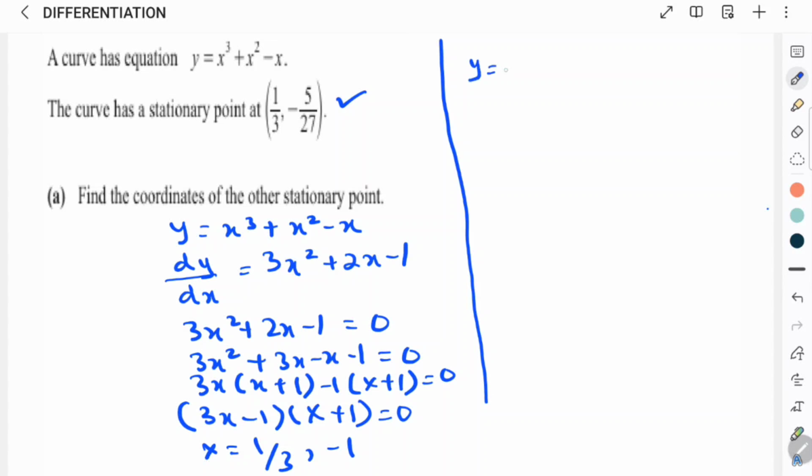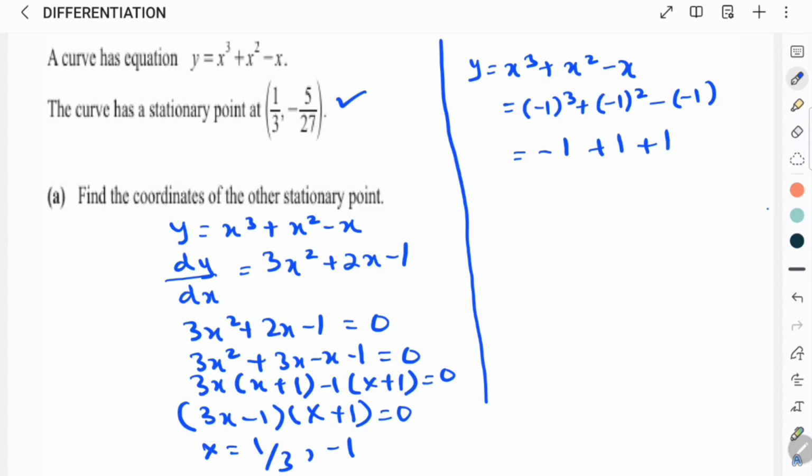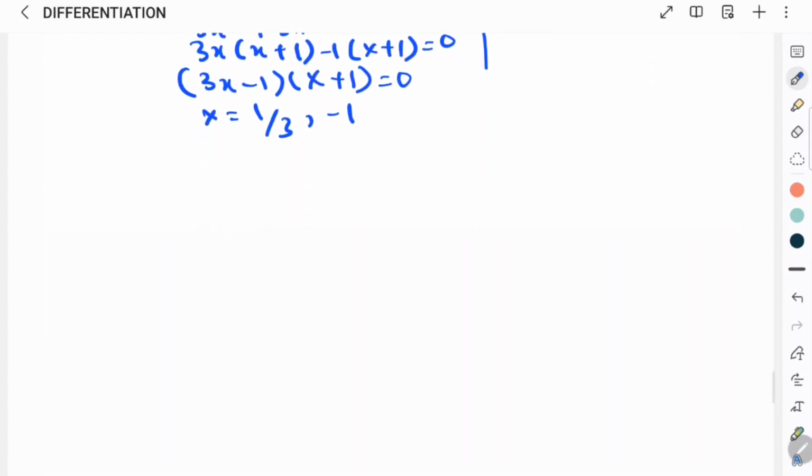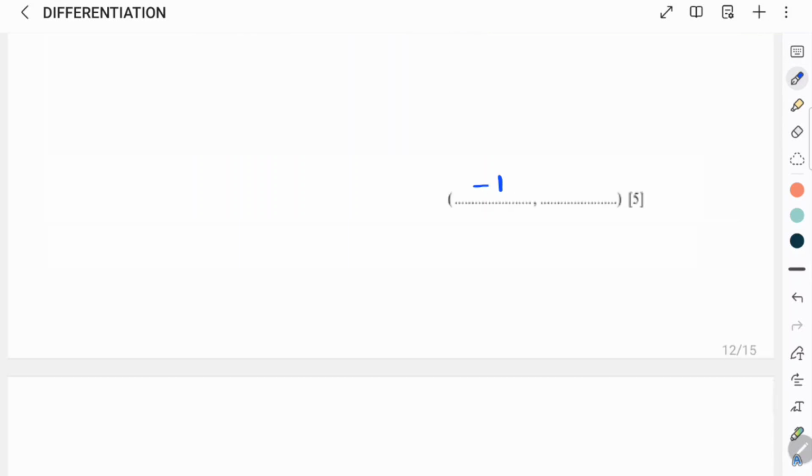So y is equal to x cube plus x square minus x: minus 1 cubed plus minus 1 squared minus minus 1. So we are having minus 1 and then plus 1 and then again plus 1. So minus 1 plus 2, which is equal to 1. So if I'm putting minus 1, I'm getting 1 in the answer. So the other coordinate is minus 1 and 1, and it was a 5 marks question. All right.